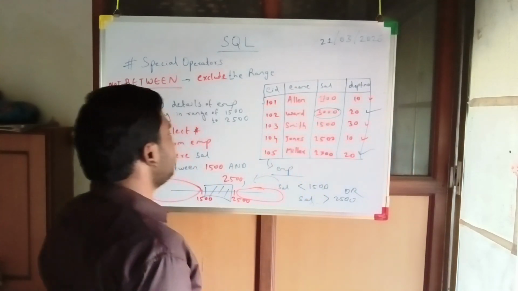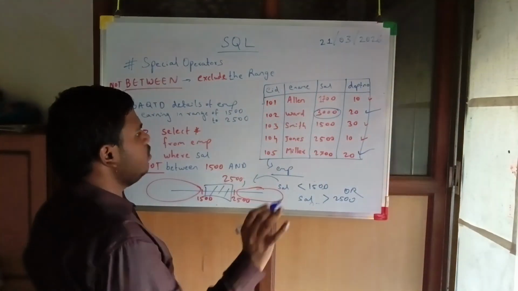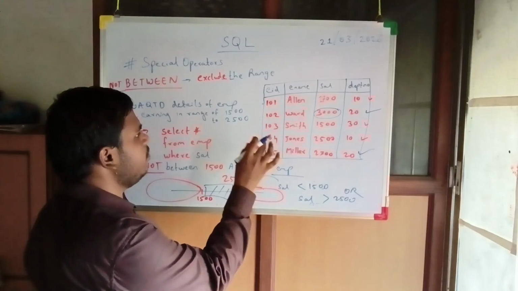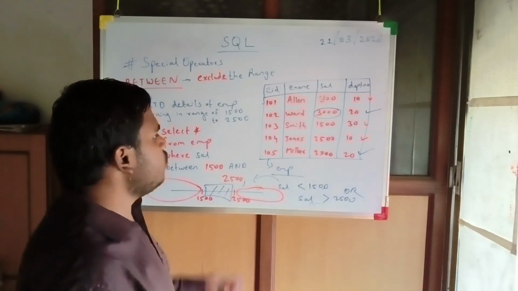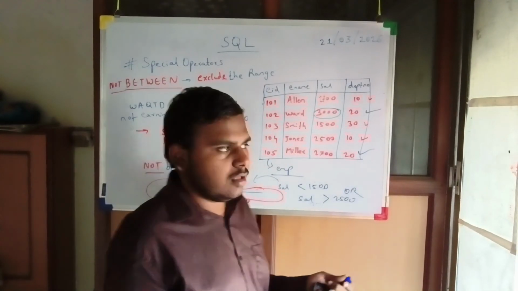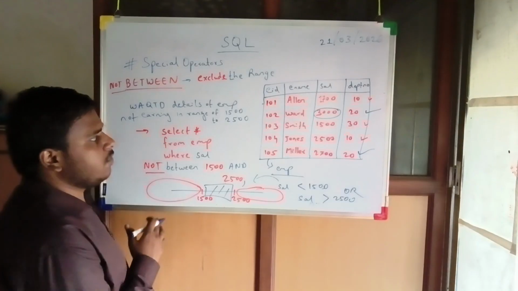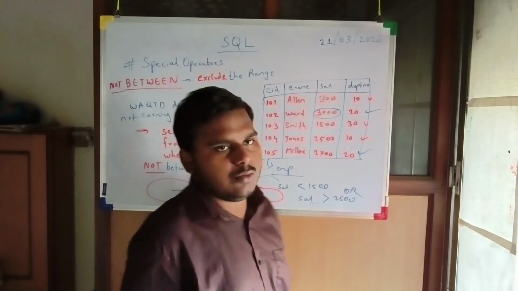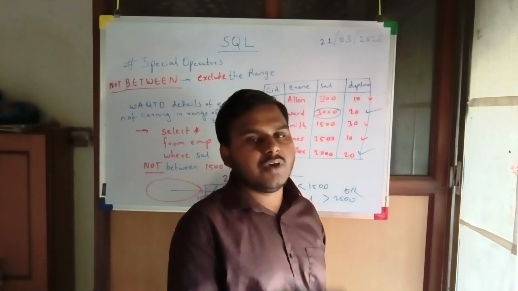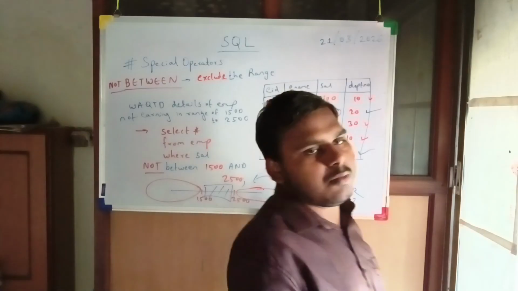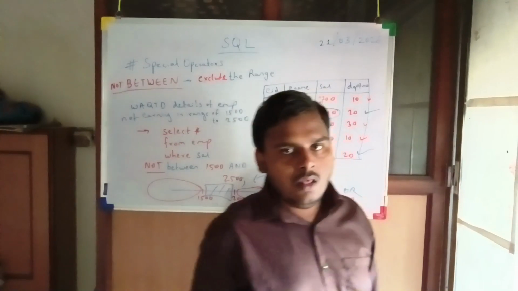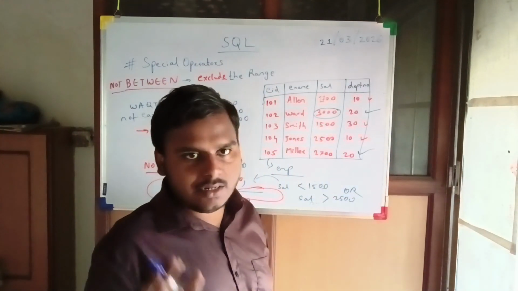If you want to reject the range, I don't want salary greater than or equal to 1500 and salary less than or equal to 2500. So what I will do is salary less than 1500 or salary greater than 2500. I can't use the AND operator here. If I use the AND operator, it will not be able to select even a single value. Why? I said the reason.